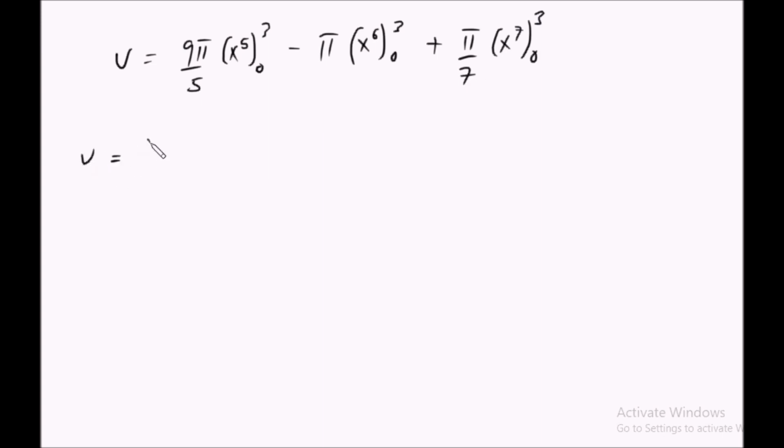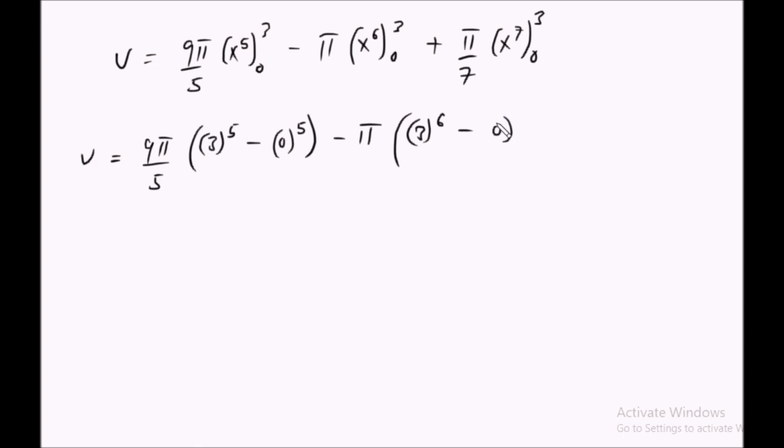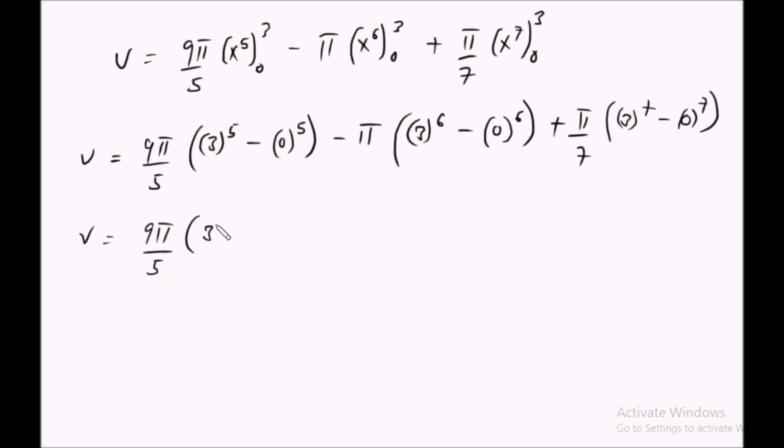So naingiza sasa hizo limits, itakuwa 9 pi over 5. Nitabaki na 3 power 5 minus 0 power 5. Sawa, kwa hiyo maana kwenye x naeka 3, then na minus kwenye x naeka 0. Minus pi inakuwa ni 3 power 6 minus 0 power 6. So plus pi over 7 inakuwa ni 3 power 7 minus 0 power 7, like that. So 0 ni 0, okay? Kwa hapa nitabakia na 9 pi over 5. Kwa hiyo hii 0 achana nayo, nabaki tu na 3 power 5 minus pi, unabaki na 3 power 6 plus pi over 7, unabaki na 3 power nini?